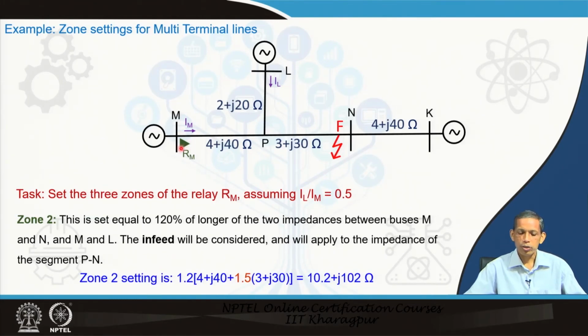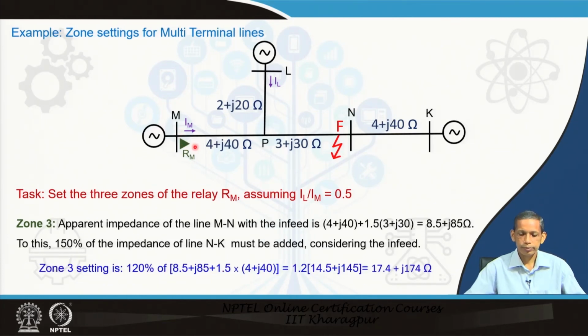Note that in the zone 2 setting, the relay at RM must address this part and also this part completely, so that no fault in these two sections can remain unidentified. Otherwise it will be a protection problem from the primary protection, and the fault will continue from the M bus side for this design.